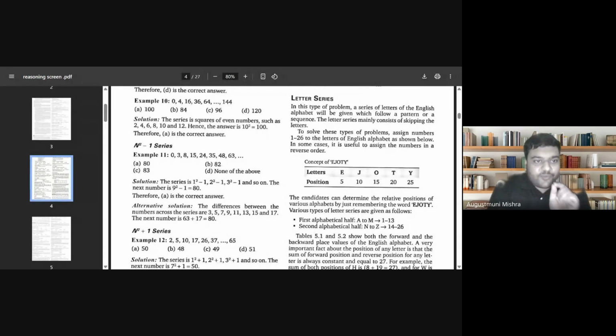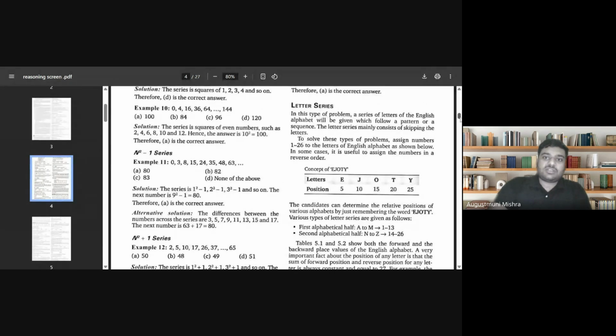So first, before solving this, I'm giving you one tip. When you go to the examination and get the sheet to solve the questions, you should write A to Z on that sheet, because it is going to help you a lot during the solution of questions. Just when the examination starts, write the whole alphabet A to Z on that solution sheet. So during any question related to the letter series, it is going to help you.